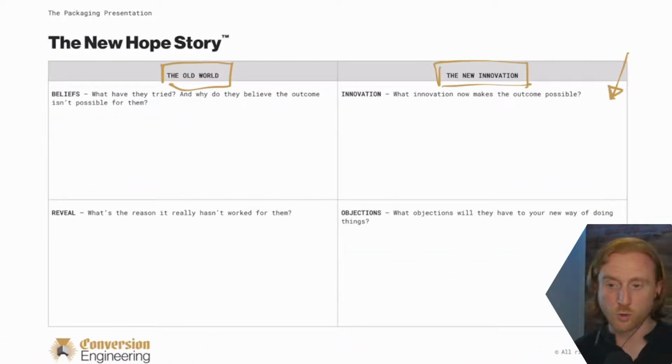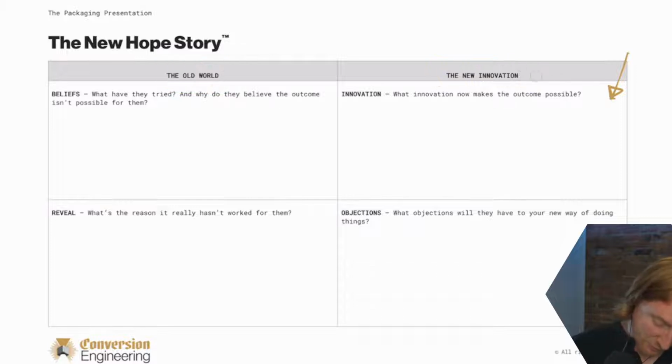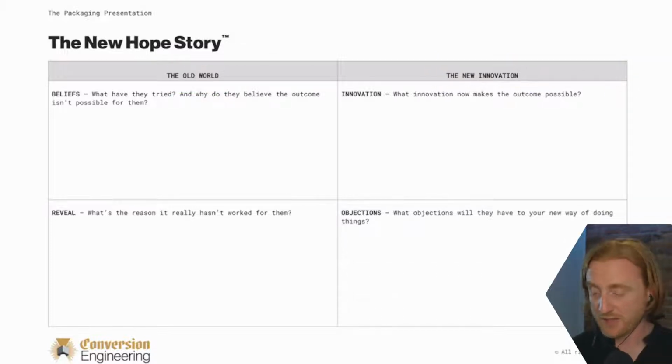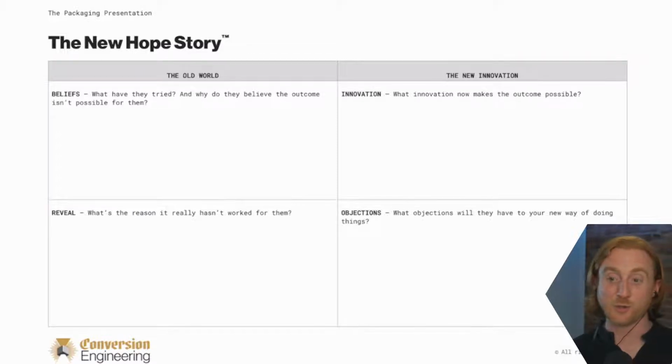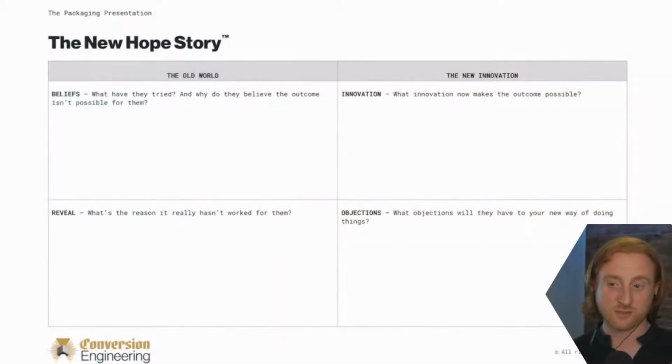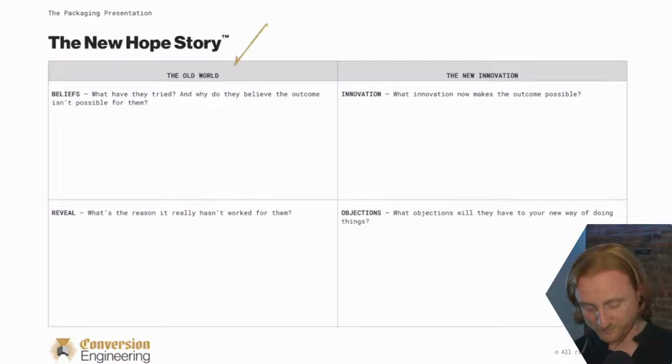Now, the New Hope story is what I want to dive into here, because it drives it all. The New Hope story is the story that the marketplace is telling themselves, and we need to put a crack in that so that they will pay more attention to what we have to offer. How do you do that? Well, like with any story, there are always 2 parts: there's the old world and there's the new world, right?